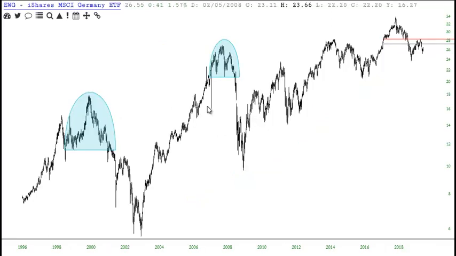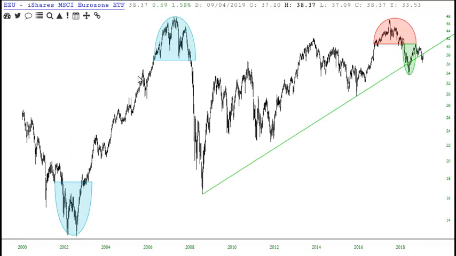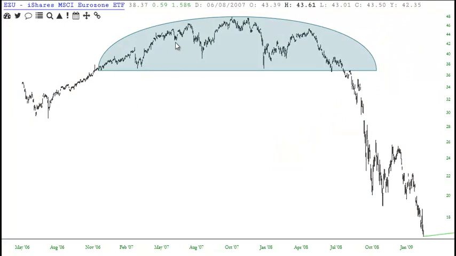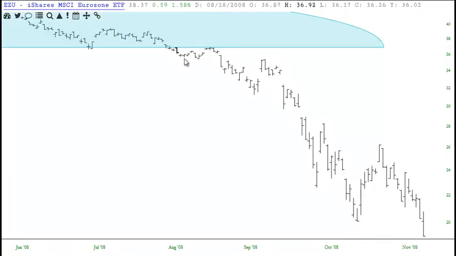Here's Germany, EWG, a couple of good examples of topping patterns with a head and shoulders style. EZU, here's a very clean one here before the financial crisis. Left shoulder, head, right shoulder, neckline, and you can see here a break, a dip back to the neckline, and then down it goes.